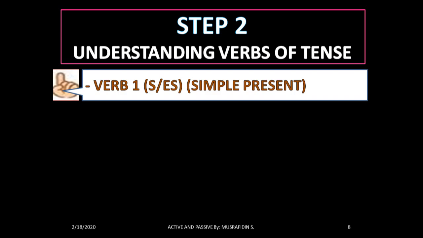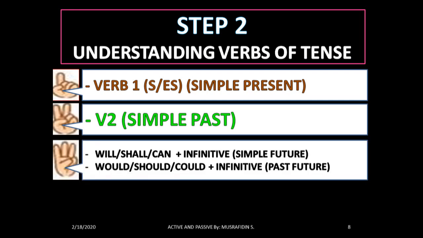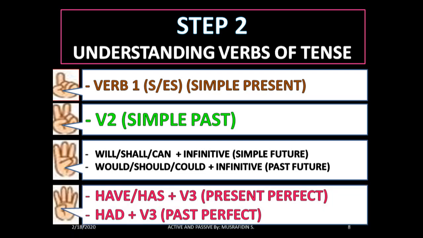The second step is we have to understand the form of verbs for all non-continuous tense, in which if it is verb 1, it means simple present tense. Verb 2, simple past. Will, shall, can plus infinitive, simple future. Would, should, could, infinitive, past future. And last but not least, have, has verb 3, present perfect. Had verb 3, past perfect.